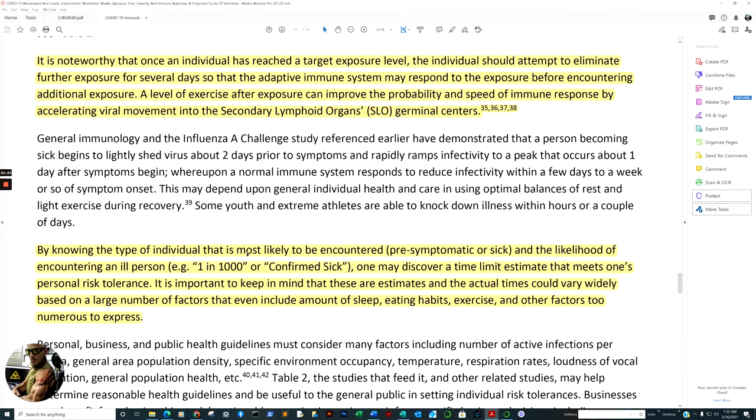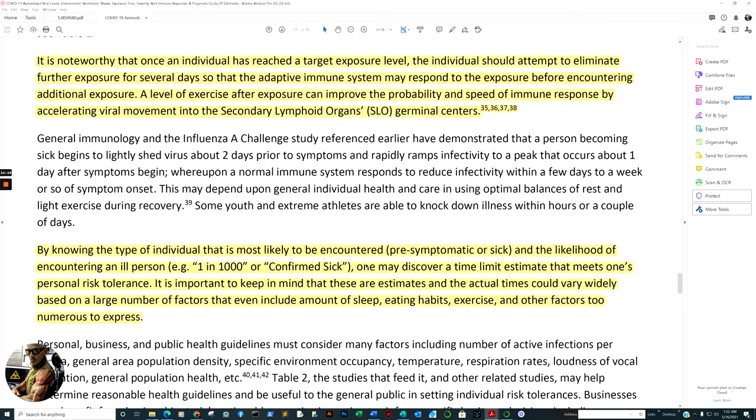By knowing the type of individual most likely to be encountered pre-symptomatic or sick, and the likelihood of encountering an ill person, 1 in 1,000, or confirmed sick, that's where the politicians got the opportunity to say a 1 in 1,000 chance, less than 1%, but again, 1 in 1,000 chance, 0.01 if you go by the Italian study. One may discover a time limit estimate that meets one's personal risk tolerance.